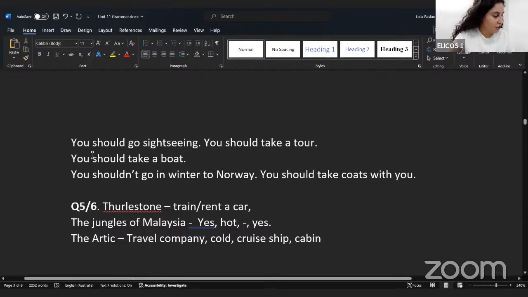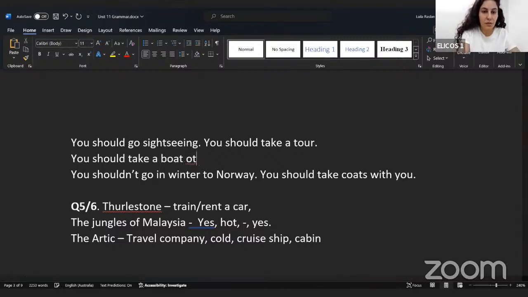If someone said you can visit islands in Vietnam, well, you should take a boat so that you could visit the many islands. So you should take a boat to visit the many islands in Vietnam.